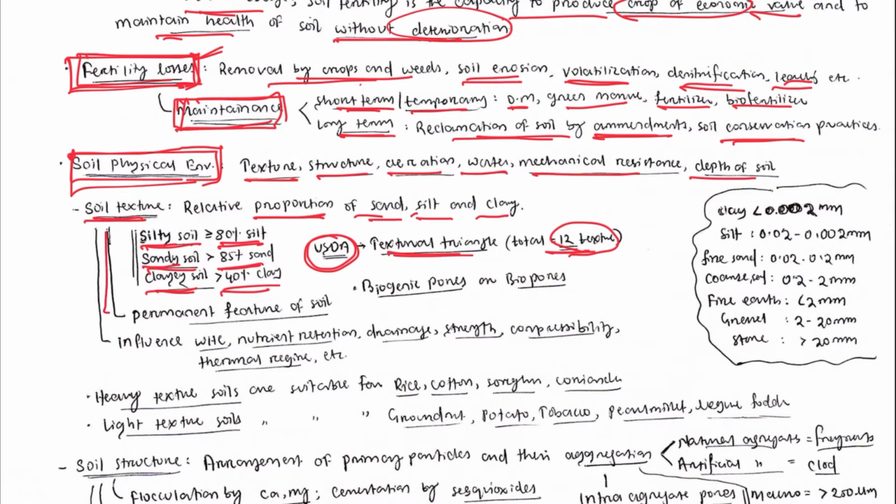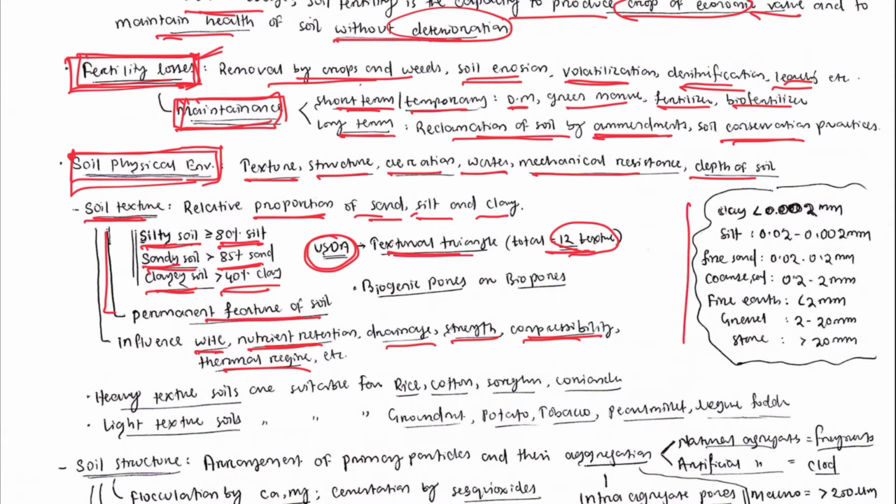Soil texture is a permanent feature of soil. It is hardly possible to modify the soil texture. Soil texture influences water holding capacity, nutrient retention, drainage, strength of the soil, compressibility of the soil, and thermal regime of the soil. As the soil texture is finer, it can retain nutrients as well as water for a longer period. Compressibility is higher in fine texture soil and less in sandy or coarse texture soil.